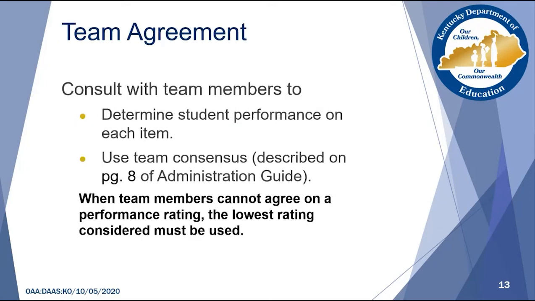The student performance on each item should be discussed and agreed upon by team members. If a team cannot come to a consensus on an item, then the lower of the ratings considered must be used. For example, if all the members but one feel an item is a 1, and the remaining member thinks the item is a 0, then in this situation, the 0 would be applied. It is extremely important that rating decisions not be made or influenced by only one person.